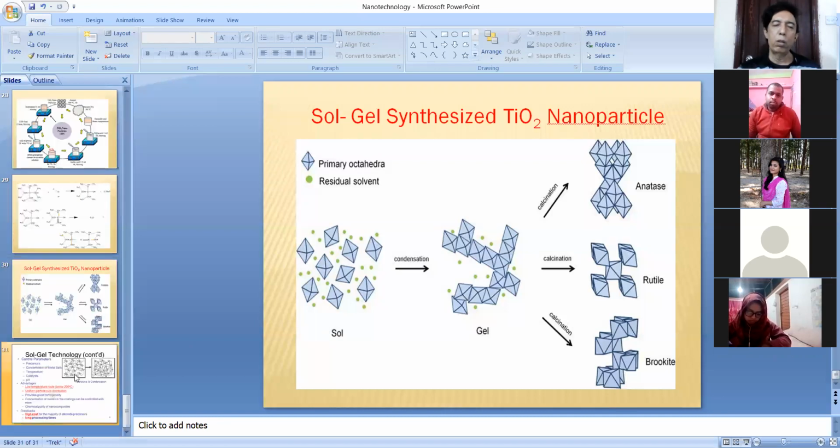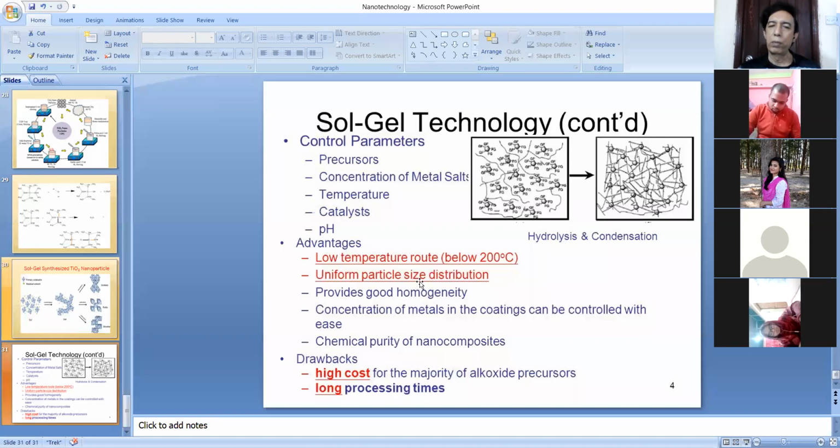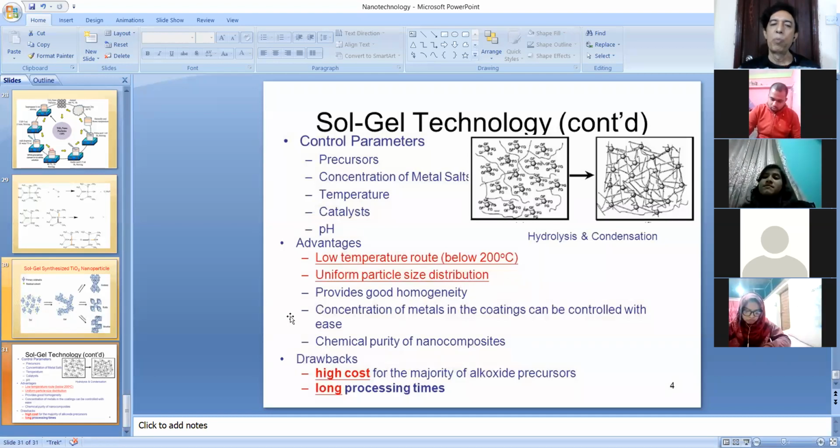And last of all, the advantages and disadvantages. The advantages: it can be a low temperature route, uniform particle size distribution occurs here, it provides good homogeneity, the concentration of metals in the coatings can be controlled, and chemical purity of the nanocomposite, we will get pure chemicals here.